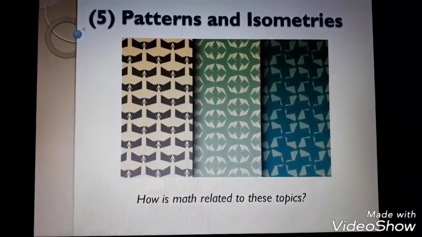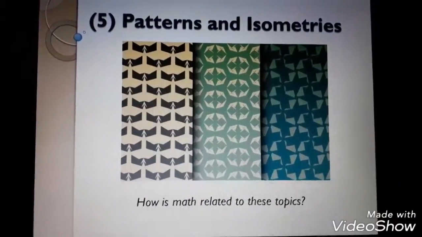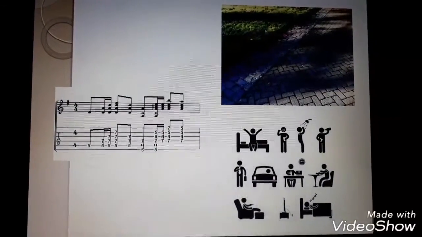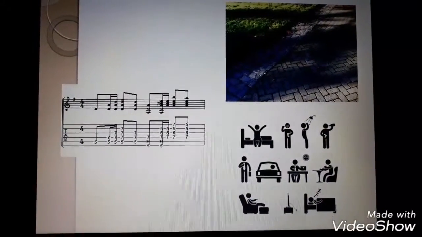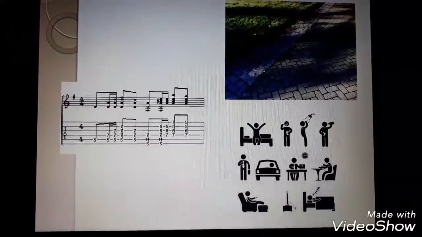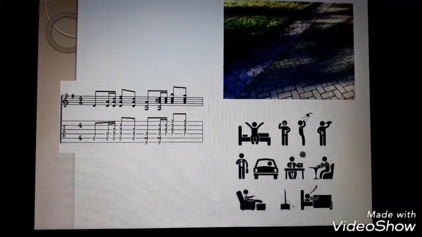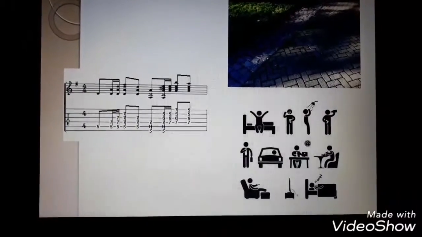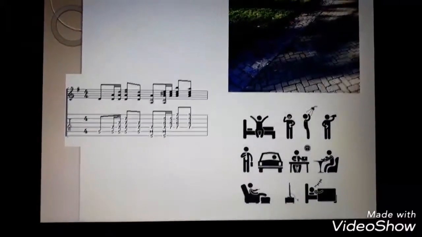Patterns and isometries. How is math related to these topics? Whether you know it or not, patterns exist in our everyday life. Whether that be in nature, music, or simply in our daily routines. But how exactly do we define patterns?